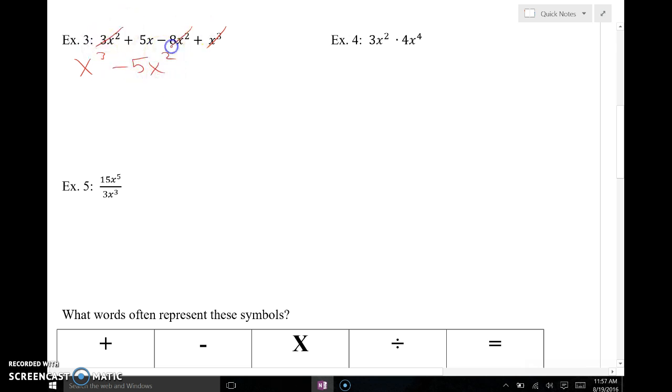So those will be canceled out. Not necessarily canceled out, but combined. But I crossed them out so I don't keep using them. And then what I'd like to do is just go ahead and bring down this 5x plus 5, because nobody was there to combine with it.